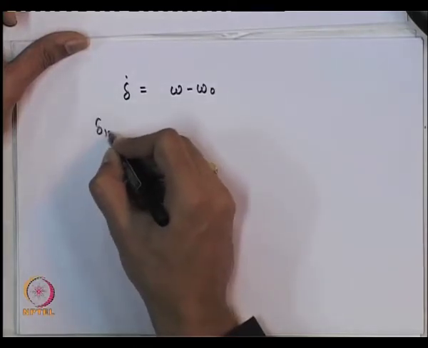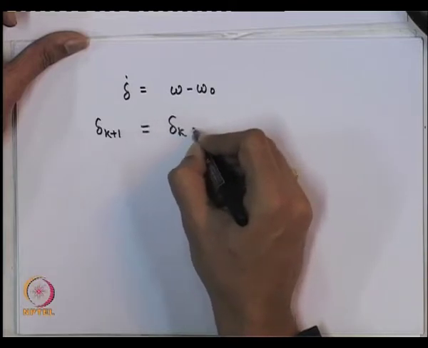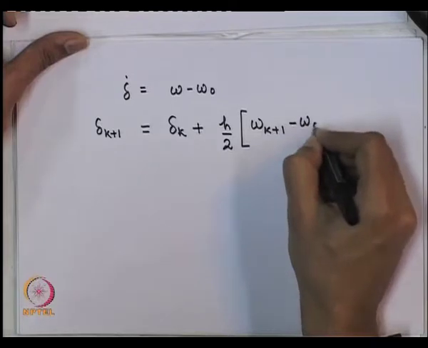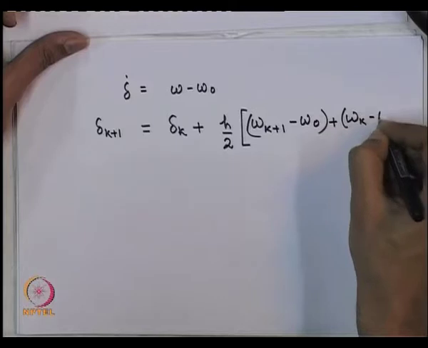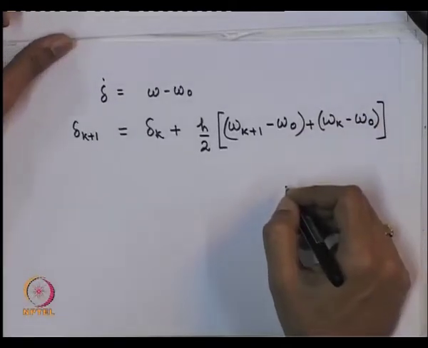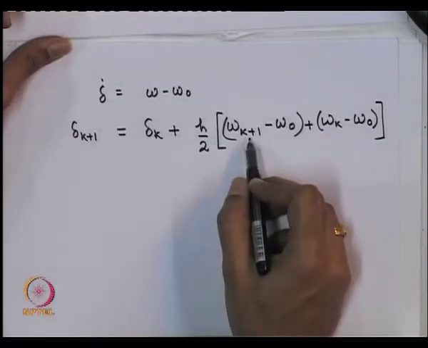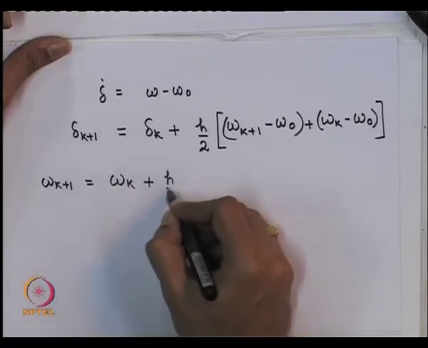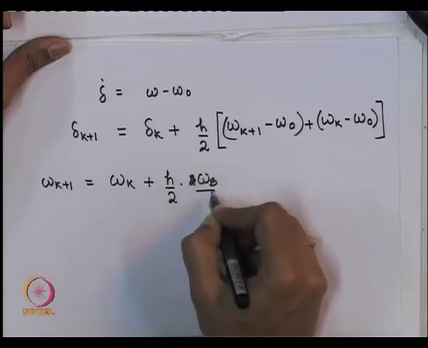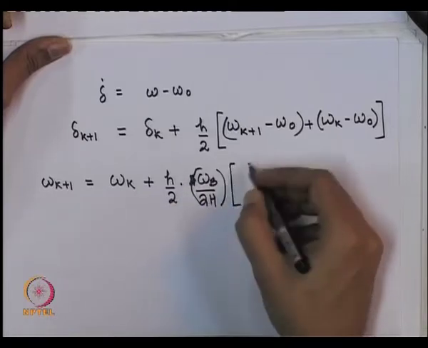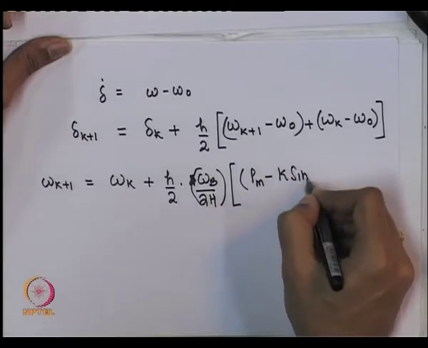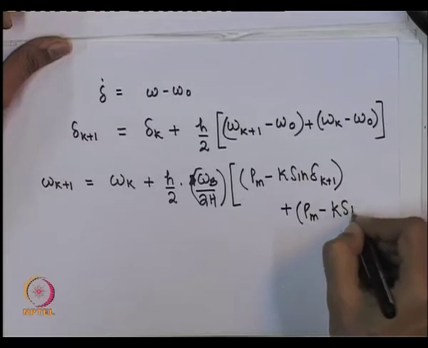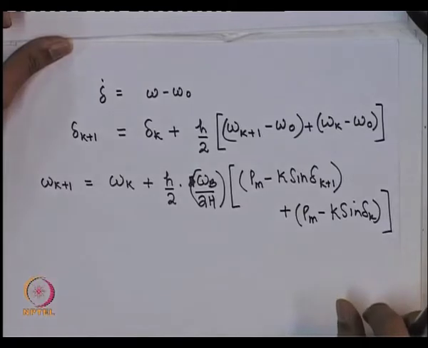So, we will have delta k plus 1 is equal to delta k plus h by 2 times omega k plus 1 minus omega naught plus omega k minus omega naught. Okay. So, of course, we require the value of k plus 1 here. Omega k plus 1 will be equal to omega k plus h by 2 into omega b by 2 h into P m minus k sin delta k plus 1 plus P m, we are assuming of course P m is a constant, sine delta k. So, this is the discretization which you will have to use, and that is what is really been programmed there.